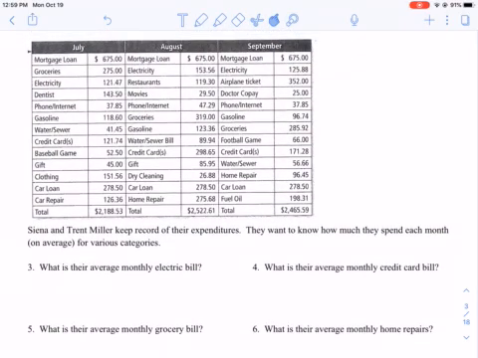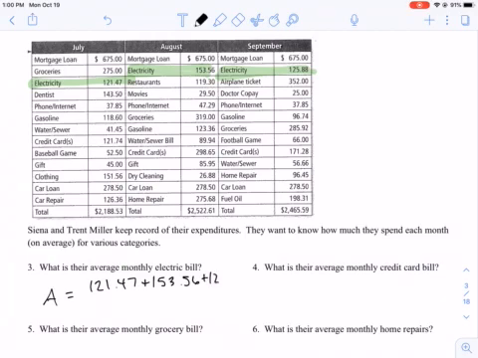So let's look at this. Now, it wants to know what is your average monthly electric bill. This one's a little bit nicer because we don't have to do any algebra here. Basically we're just saying, how much did you spend each month, and how many months did you do it for? So for electric, first month, $121.47. Let's say A for average. Remember, it's the sum of your expenses divided by the number of months. Well, we're talking about 1, 2, 3 months. So we add it together and divide by 3.